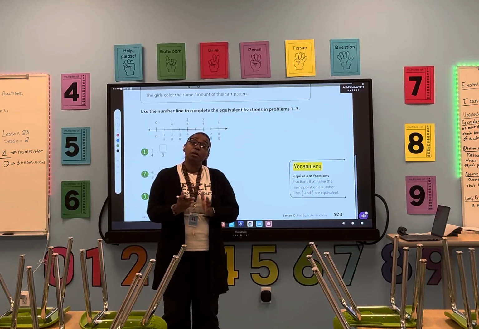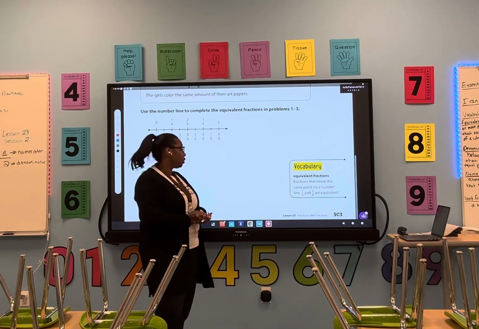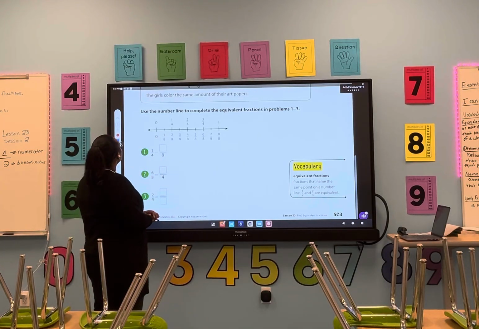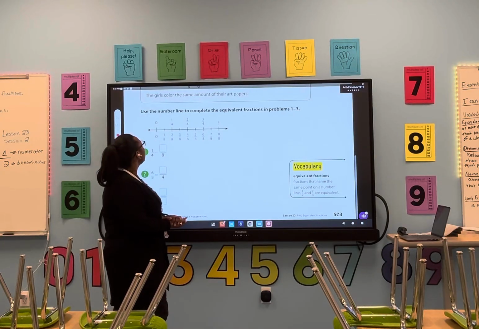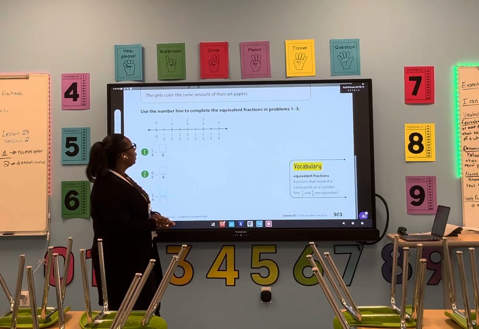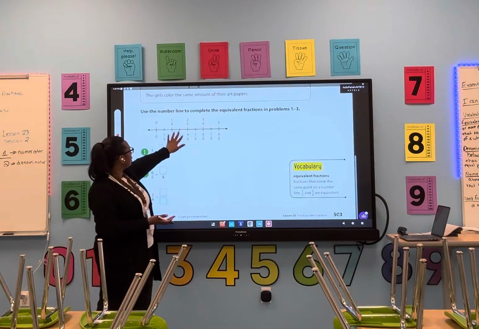So let's go ahead and jump right on in. Homework started today at 503, and the back side is 504. Okay, so number one, let's look at the directions first. Use the number line to complete the equivalent fractions in problems 1 through 3. So these are problems 1 through 3. We're going to use this number line.